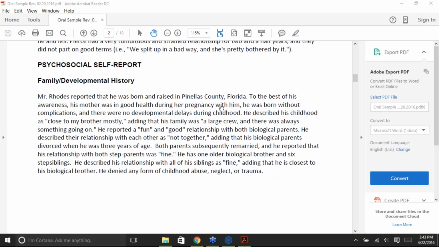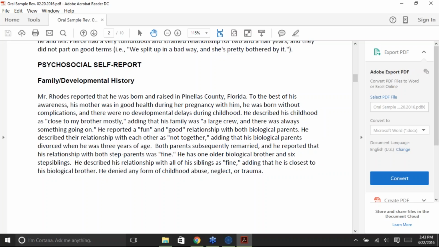So let's go into what I actually said in the report here. Mr. Rhodes reported that he was born and raised in Pinellas County, Florida. To the best of his awareness, his mother was in good health during her pregnancy with him. He was born without complications and there were no developmental delays during childhood. So notice I said to the best of his awareness. He told me, I'm not aware of any delays or complications. I don't think there were any developmental delays during childhood. He doesn't necessarily know for sure, but he's reporting his perception, the best of his awareness.